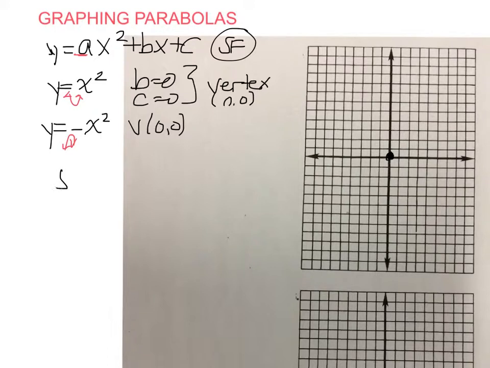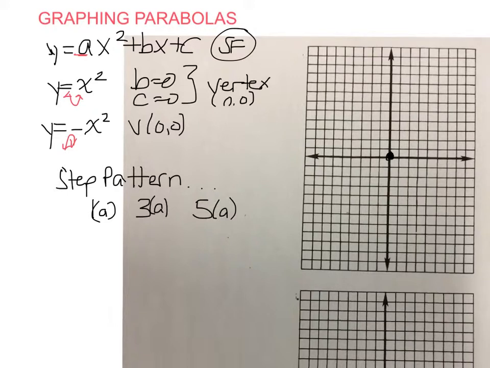So the standard step pattern is 1, 3, 5. It follows all of the odd numbers. We take those numbers and we multiply them by whatever the a value is. So 1a, 3a, 5a. So if there were a 2 in front of the x squared right here, it would be 1, 3, 5 times 2. So it would be 2, 6, and 10. We'd be doubling the steps. If there were a 3 in front of the x squared, we'd be tripling these steps. So the steps will be determined by what the a value is in your equation.